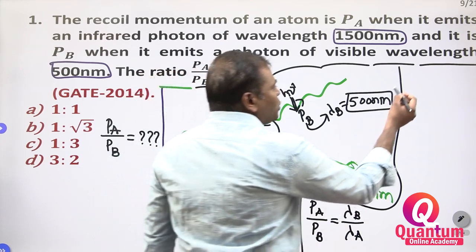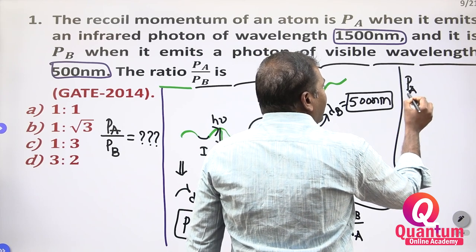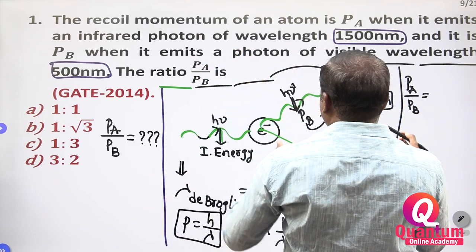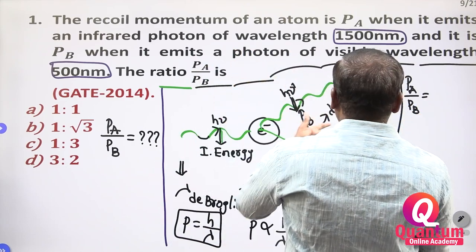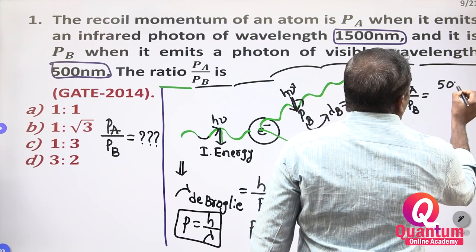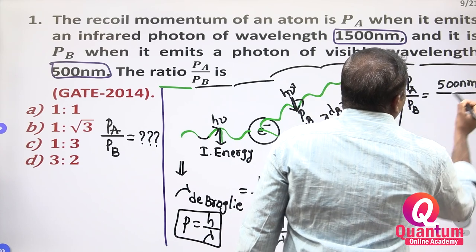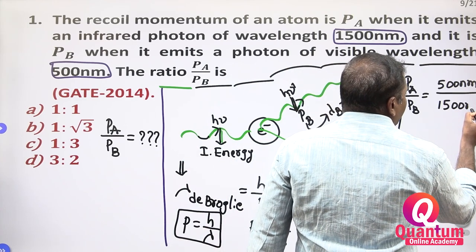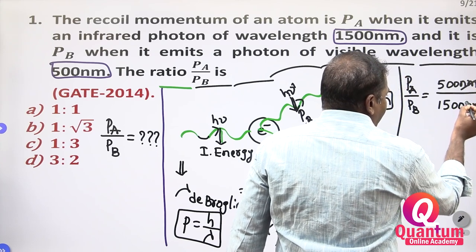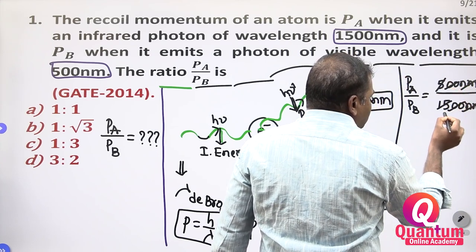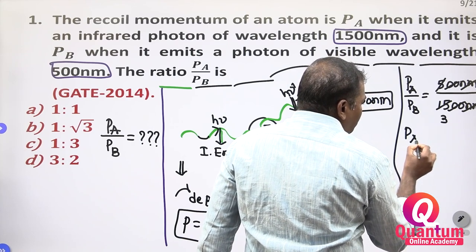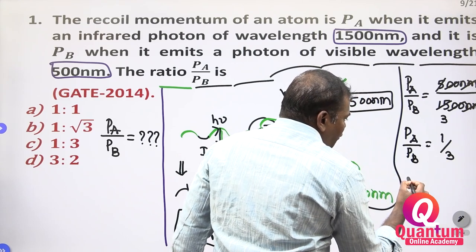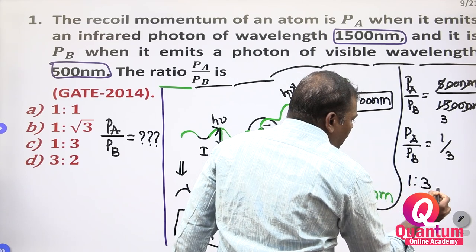So you have to substitute. Therefore, Pa divided by Pb is equal to lambda B, which is 500 nanometer, divided by lambda A, which is 1500 nanometer. Nanometer gets cancelled, double zero gets cancelled. Five threes are fifteen. Pa by Pb is equal to 1 by 3. Therefore, 1 is to 3 we have to write.